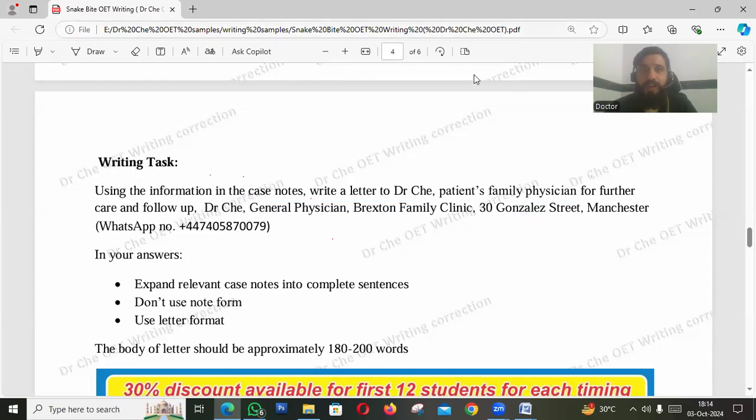So what comes to your mind after reading this writing task? What comes to your mind about this letter? Can anyone explain to me?